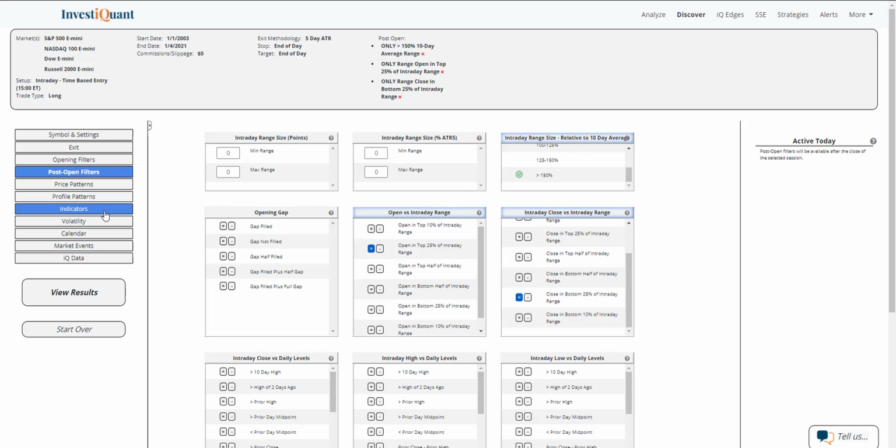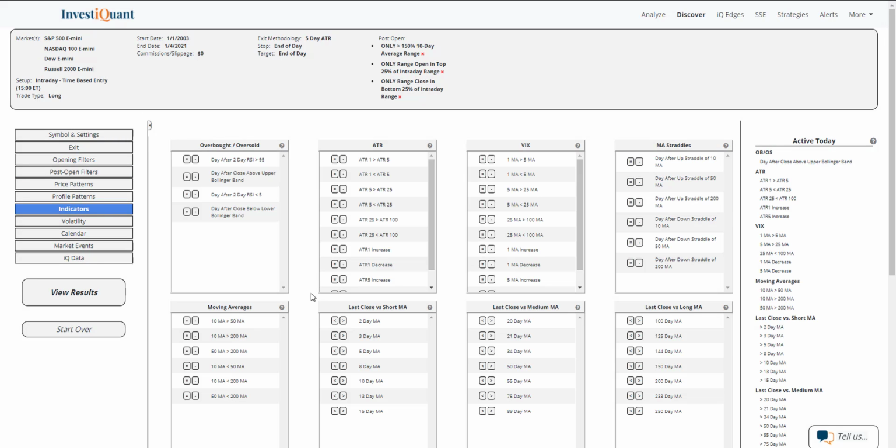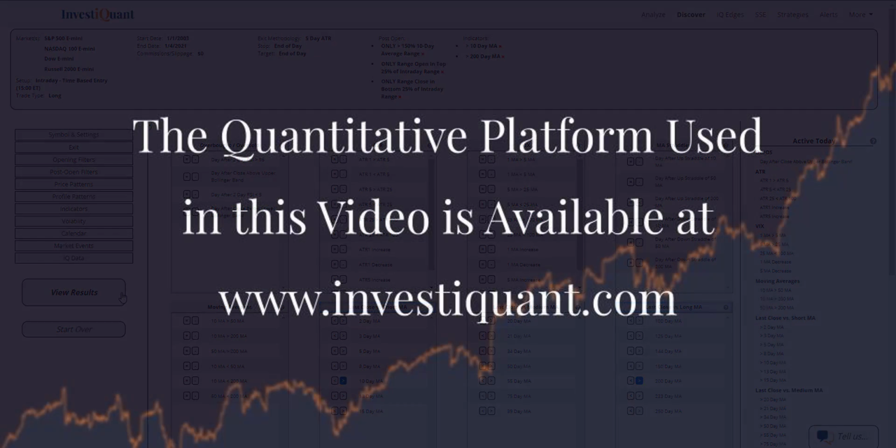Next, I'm going to go into indicators and put us in a similar market environment. We're coming off all-time highs here, so I'm going to use above a 10 and above a 200 just to make sure it knows it's in a stronger bullish market environment. Then I can click View Results.